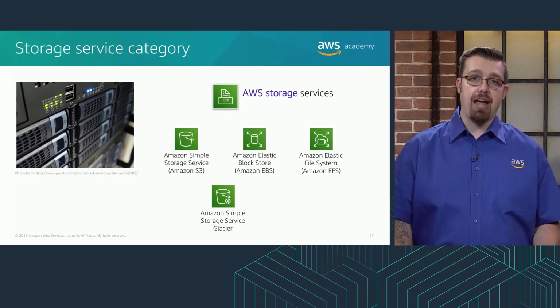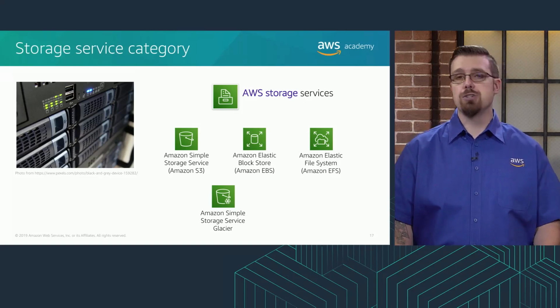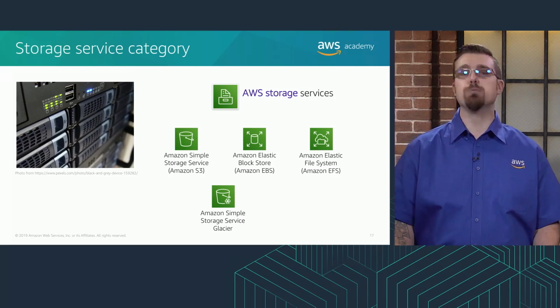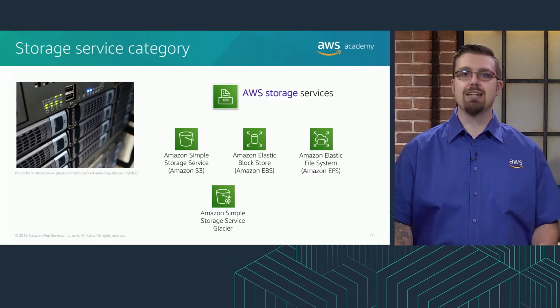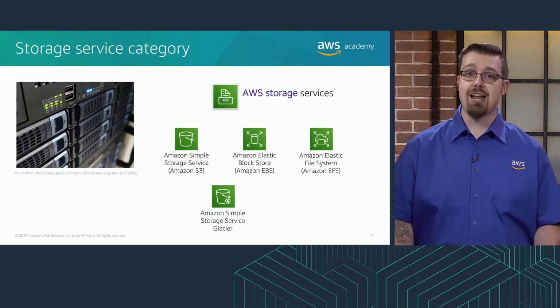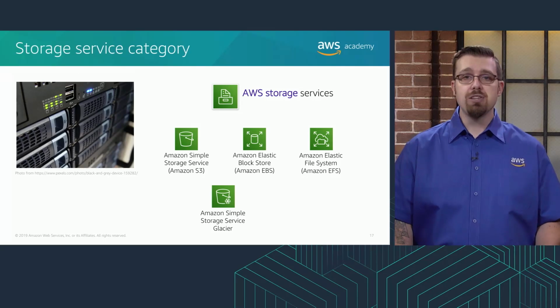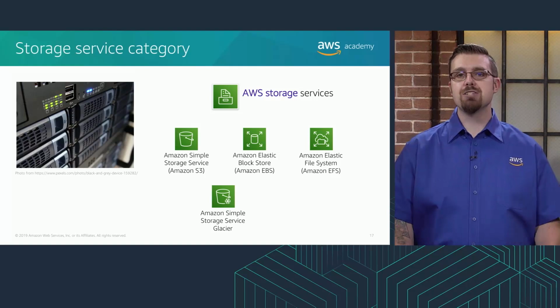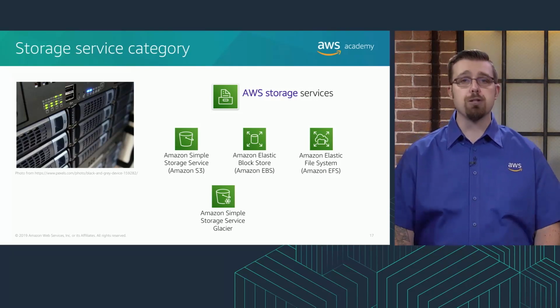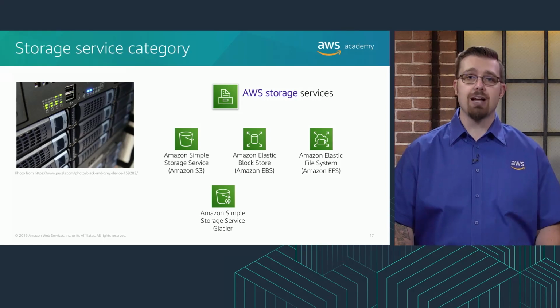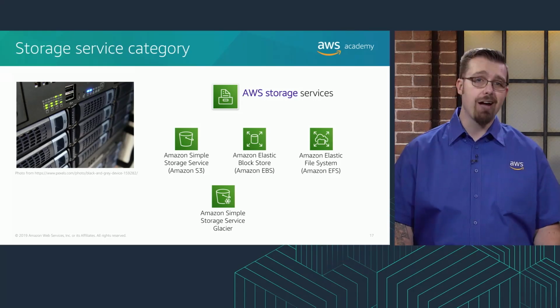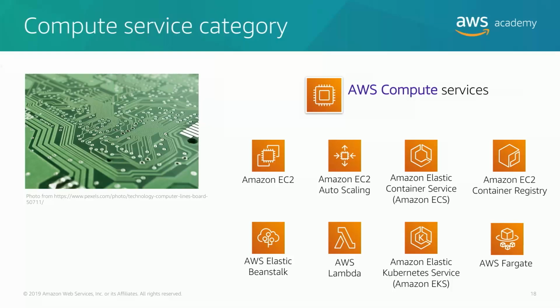We have the Amazon Elastic File System, also known as Amazon EFS. This storage service provides a scalable, fully managed elastic network file system, also known as NFS, for use within AWS Cloud services and on-premises resources. Finally, we have Amazon Simple Storage Service Glacier, which is a secure, durable, and extremely low-cost Amazon S3 cloud storage class for data archiving and long-term backup.